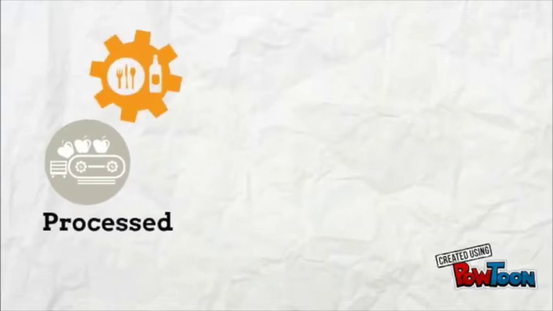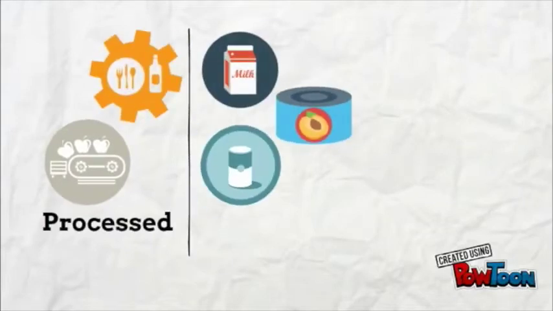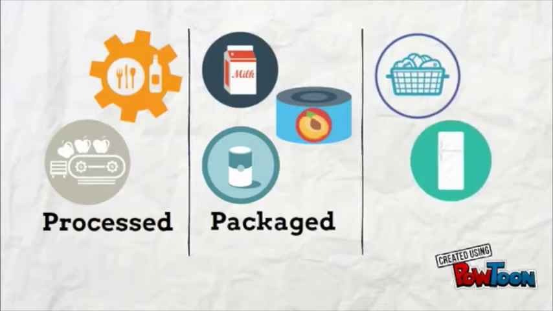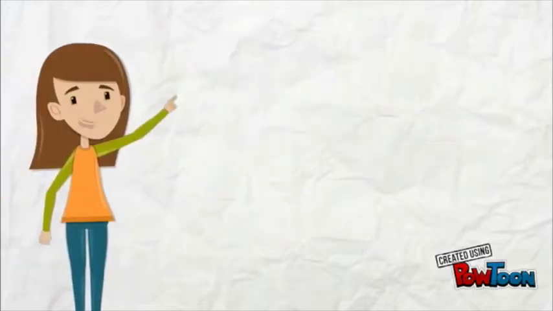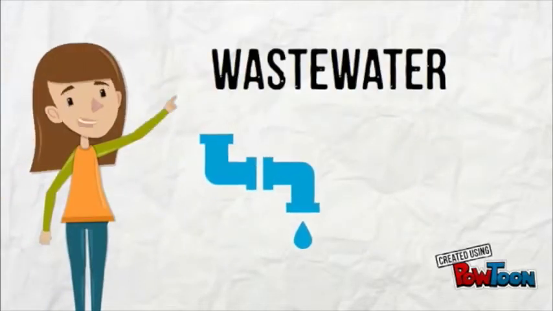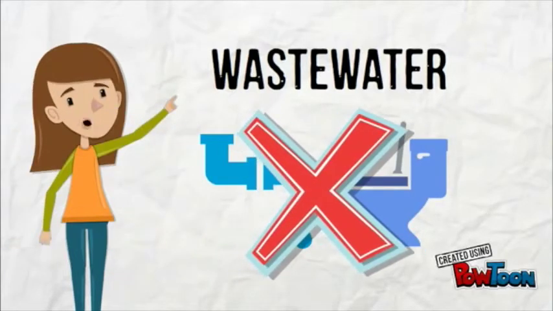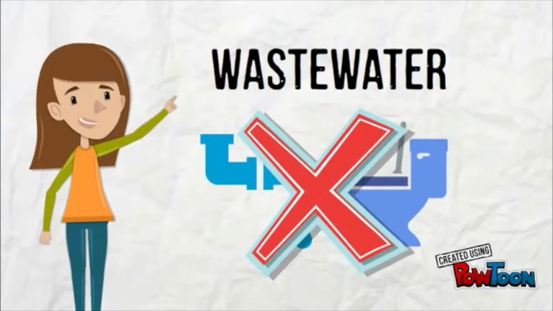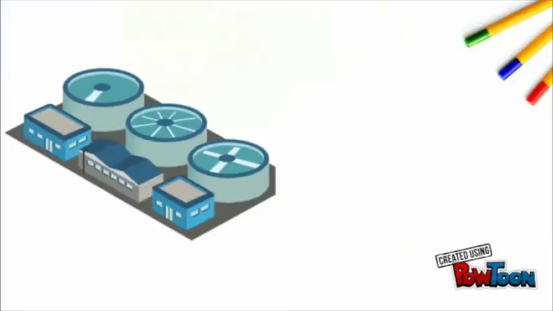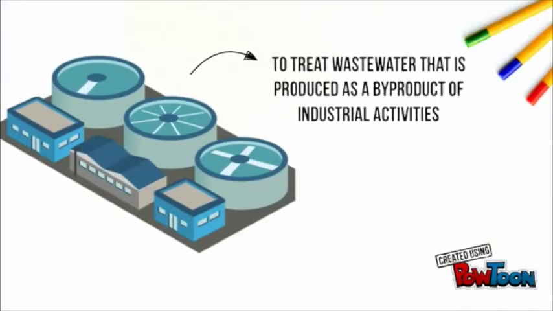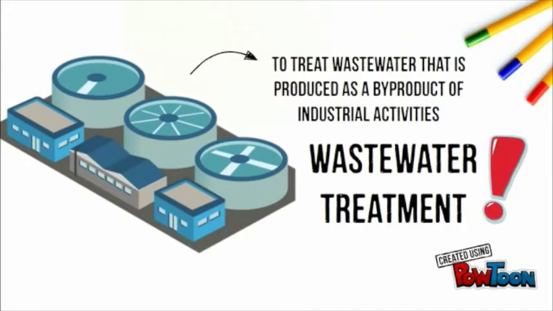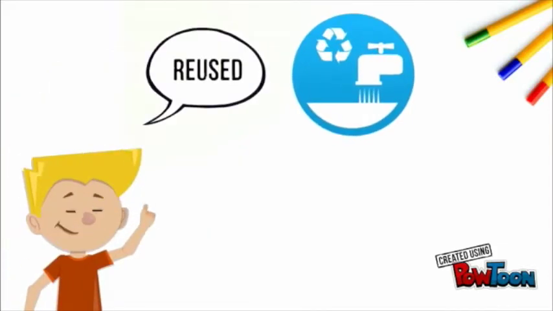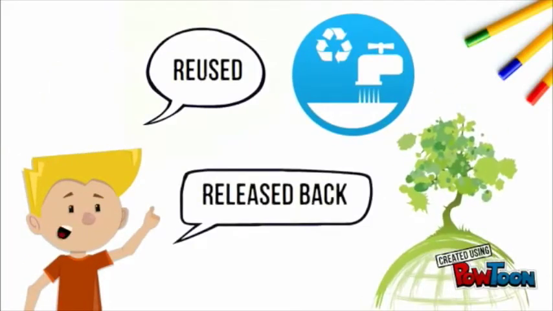Whenever food is handled, processed, packaged, and stored, wastewater, water that is no longer needed or is no longer suitable for use, is generated. To treat wastewater that is produced as a byproduct of industrial activities, industrial wastewater treatment should be used. So later, the treated wastewater or effluent may be reused or released back to the environment.